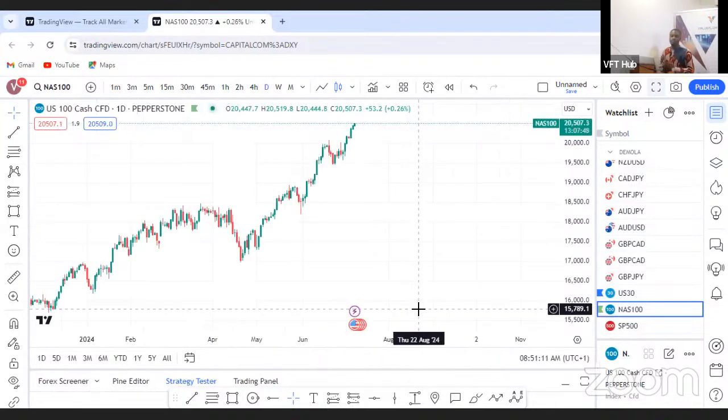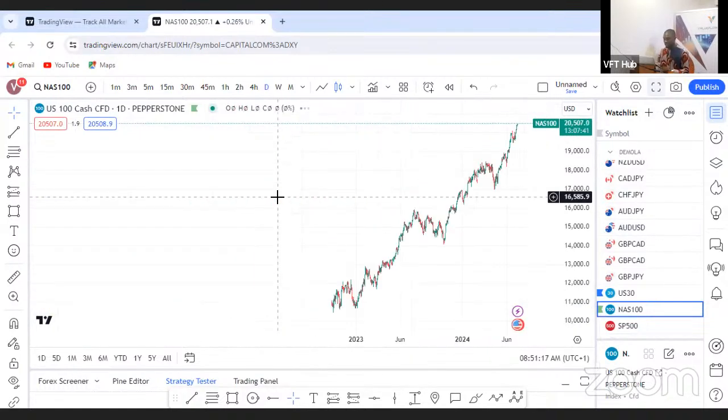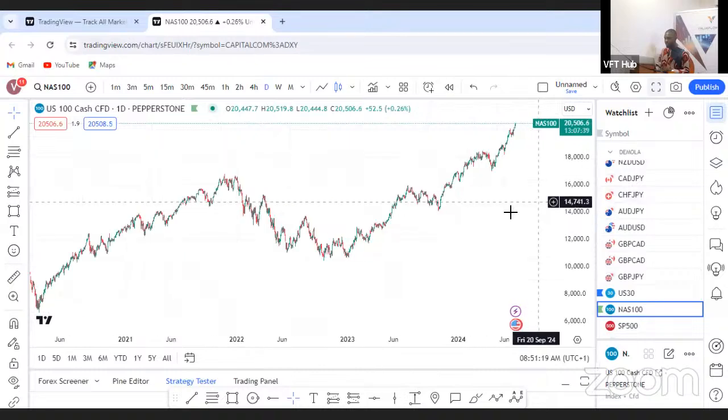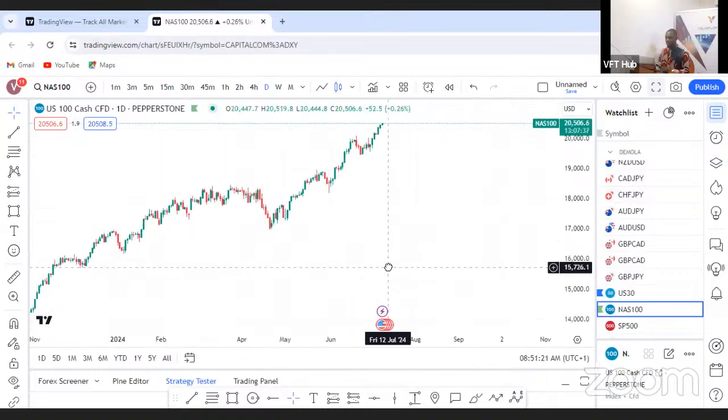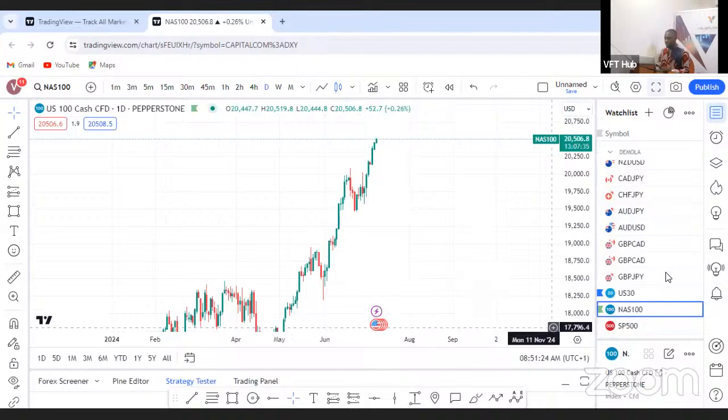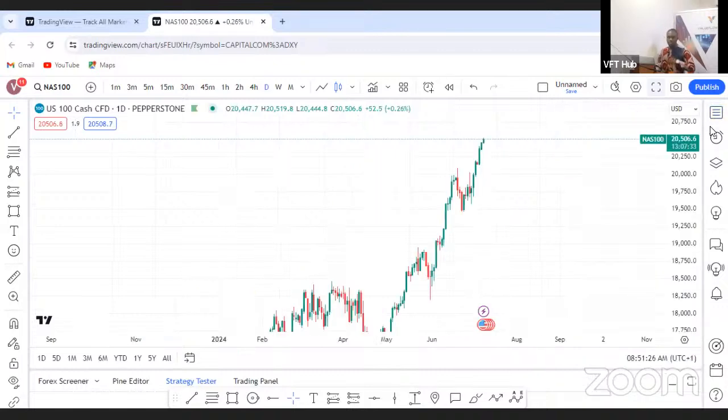So NAS 100 has been very, very bullish. In fact, it has been in a new place of price discovery. Every pullback we've seen so far is for a buy. We've been seeing small pullbacks, and then price clearing the recent high to form new highs to the upside.